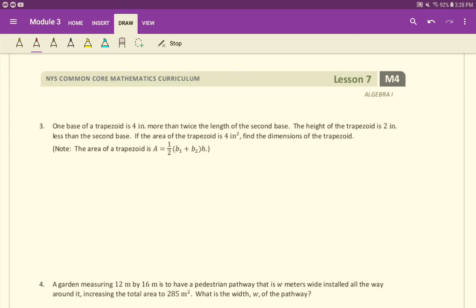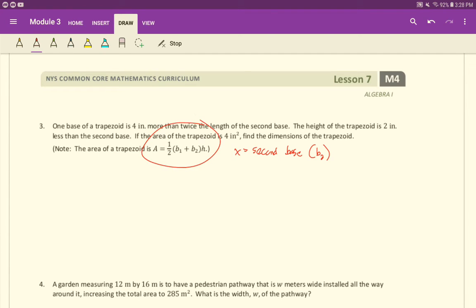So, what don't we know anything about? The second base. Right? We have no idea about the second base, what it's related to. The first base, one base, we're told, is 4 more than twice the length of the second base. And the height is 2 inches less than the second base. We know nothing about that second base. So let's say x is the second base, also known as b sub 2, like that.